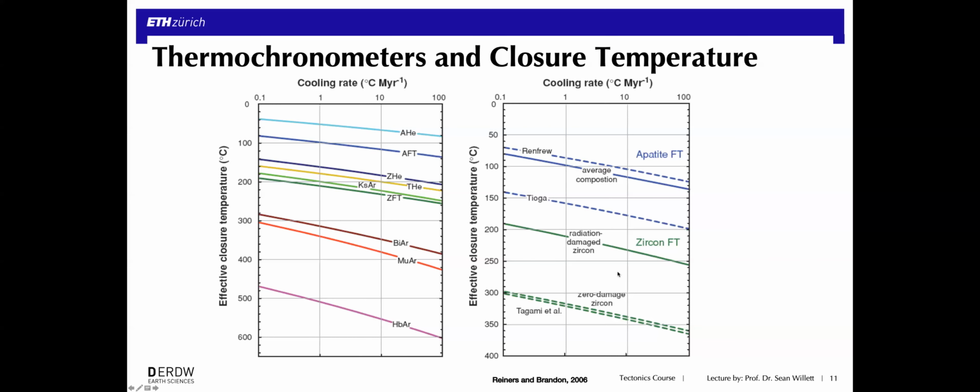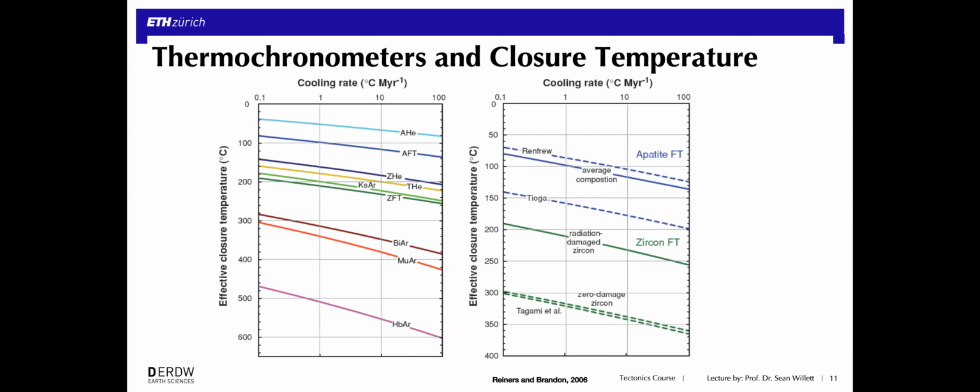With zircon, there's less evidence of compositional dependence, but there is a radiation damage dependence on the annealing. So depending on how much uranium or how old the zircon grain is, it will have a different amount of radiation damage within the crystal, and that actually affects how rapidly fission tracks will anneal at a given temperature. And that then translates into a change in effective closure temperature.